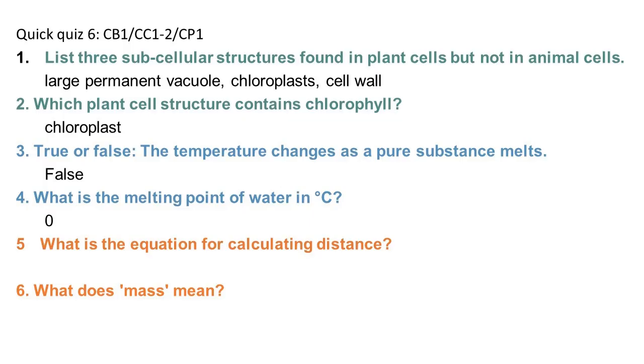Question 5. What is the equation for calculating distance? Well, if you know that speed equals distance divided by time, you can rearrange that and you get distance equals speed multiplied by time. And question 6, what does mass mean? Well, mass is simply the amount of a substance measured in kilograms, not quite the same as weight, remember, because weight is the object's mass multiplied by the acceleration that object feels due to gravity, and weight is measured in newtons because it's a force, mass is in kilograms.